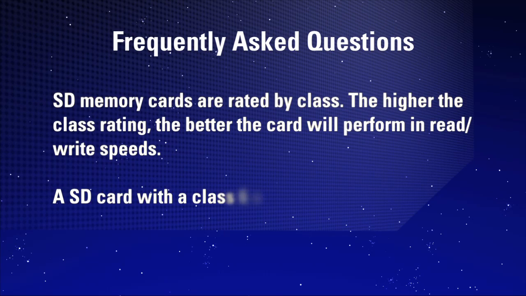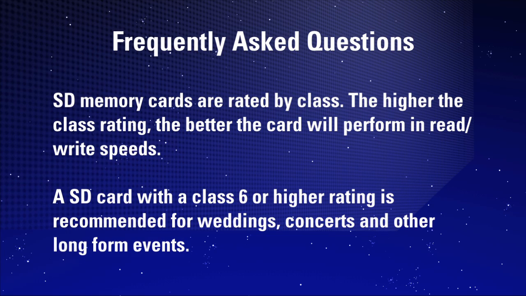Okay, so what does the class rating mean? Well, the class rating is literally how fast the data is written to the card and pulled from it. If you are shooting long, continuous recordings, a wedding, a concert, something like that, you're going to want a fast card. You're going to want a class 6, a class 8, or even a class 10 card.